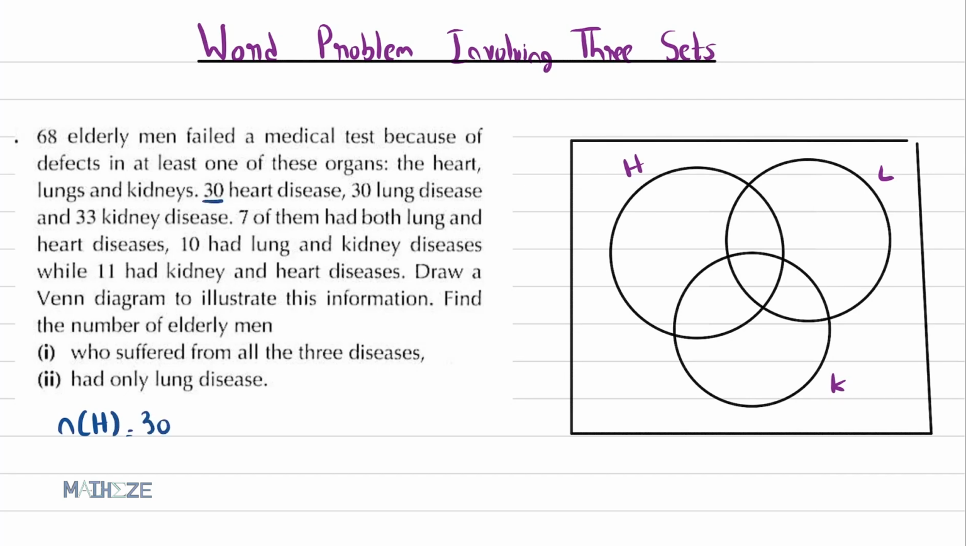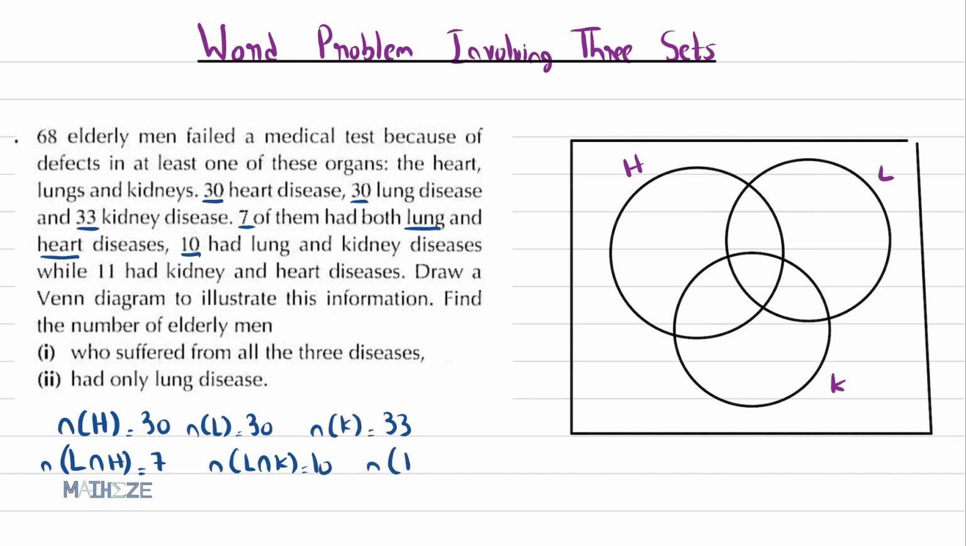30. How many people had lung disease? You can see 30. And kidney disease, how many people? 33. Then it says 7 had lung and heart disease, which means lung intersection heart is 7. Then 10 had lung and kidney disease. Then kidney intersection heart are 11 people. We don't know how many people had lung, heart, and kidney disease, so we're going to take that as x.